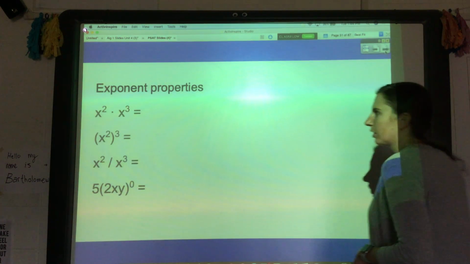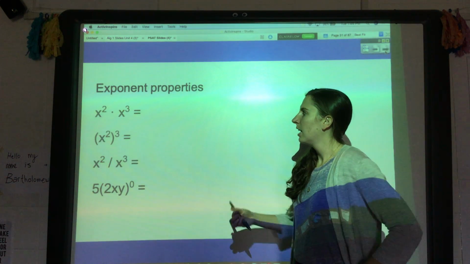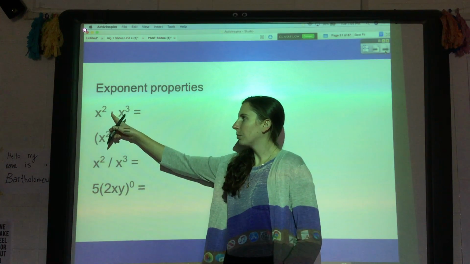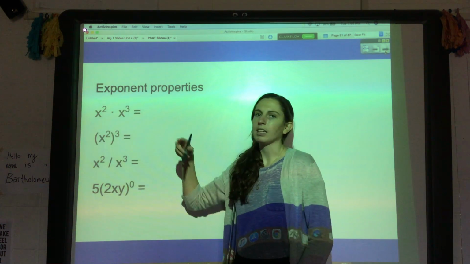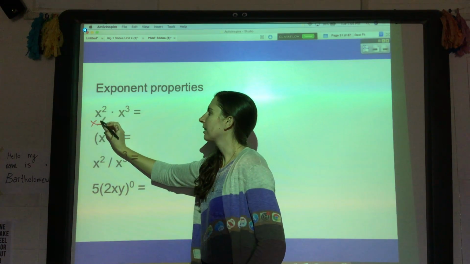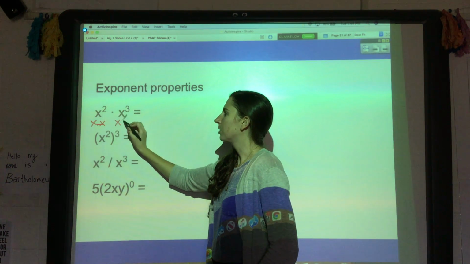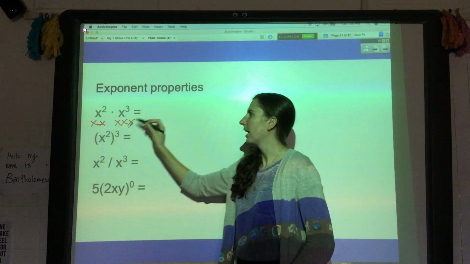We're going to kick it off with just a few exponent properties. If you ever are multiplying and you have the same base, you just add up the exponents, because this is x times x, and this right here is 3 x's, and if you multiply them all together, you have 5.